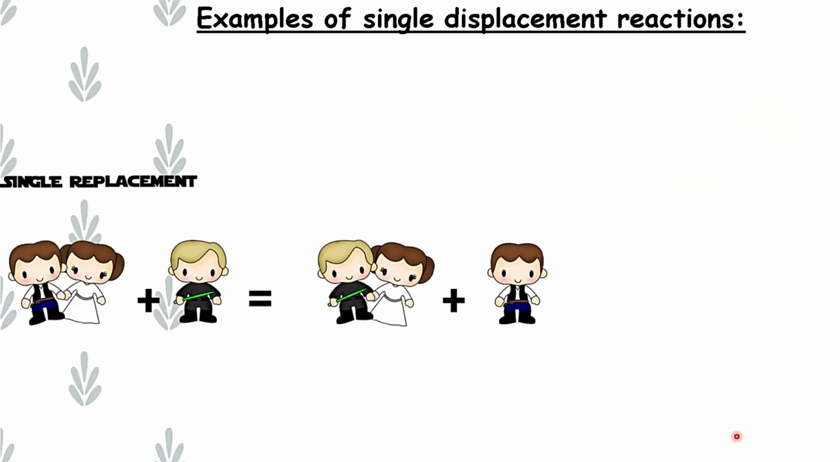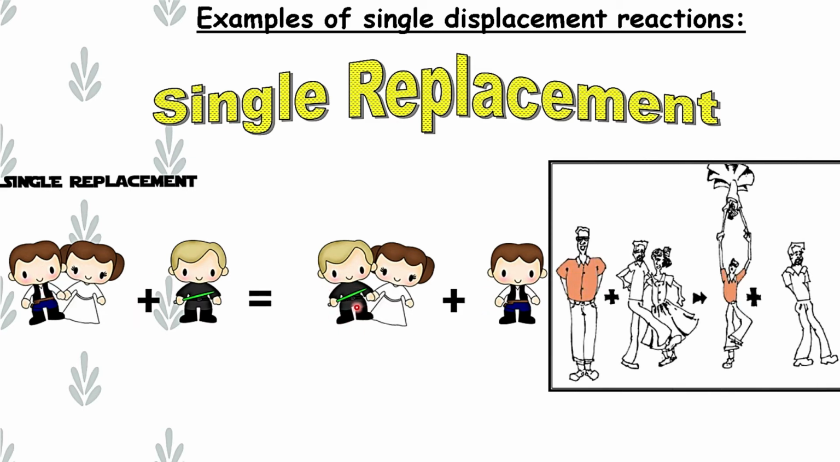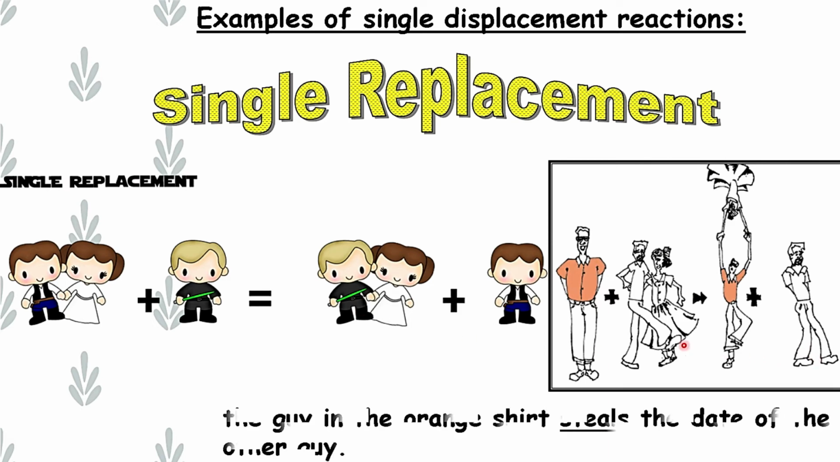You can understand single displacement reaction through this cartoon also. Here single displacement is taking place from this couple. This single guy has replaced its position and has taken its position in the couple form. Or you can see this cartoon also. The guy in orange shirt steals the date of the other guy and form one new couple and single guy.